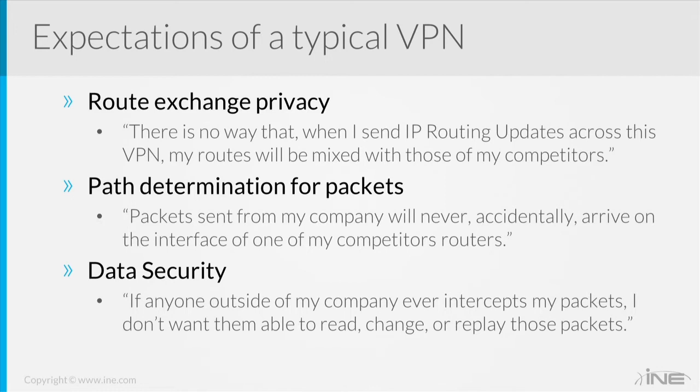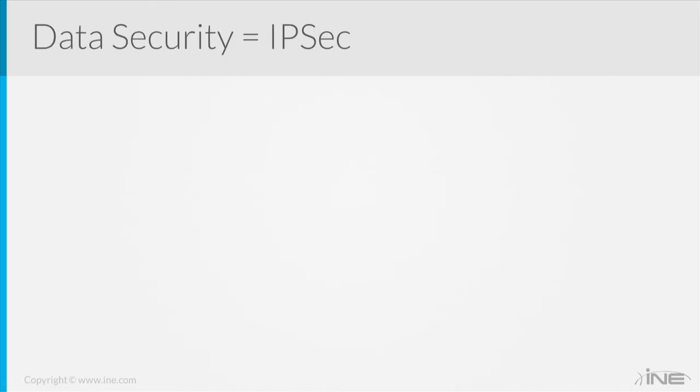Now the first two items, route exchange privacy and path determination for packets, are typically dependent on what type of VPN you select. Are you selecting DMVPN? Are you selecting GRE? Are you doing some sort of IPv6 tunneling? So the type of VPN you select will have built into it the first two items. Data security is typically provided by IPsec. And that brings us into our next topic, IPsec.